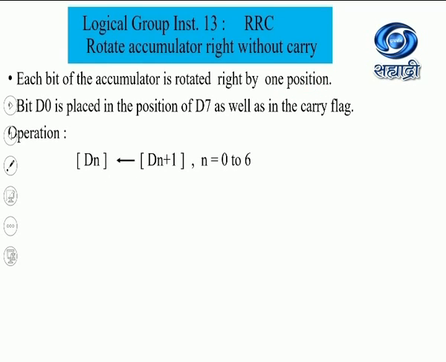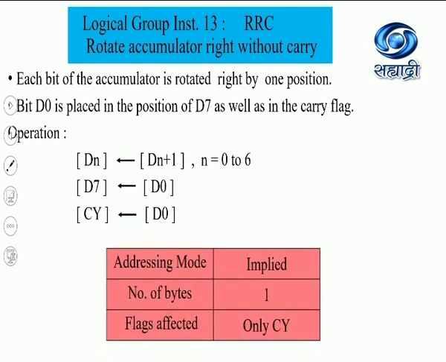Let's see the operation. Dn plus 1 goes to Dn, where n takes value from 0 to 6. For example, suppose n is 1, D2 goes to D1, that is it shifts one position right. Then D0 goes to D7. D0 also goes to carry bit. Addressing mode implied. So why implied? Because the data is in accumulator. Number of bytes 1 and flags affected, only carry flag is affected.